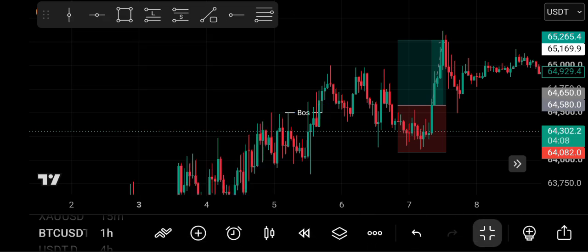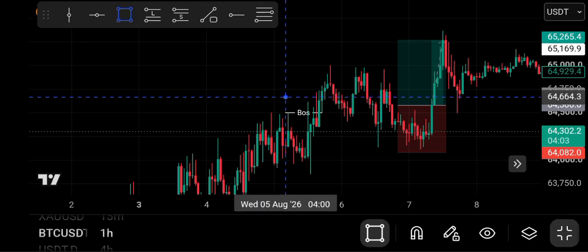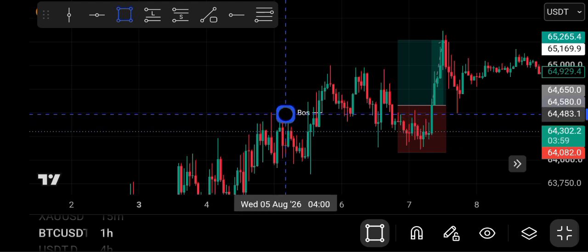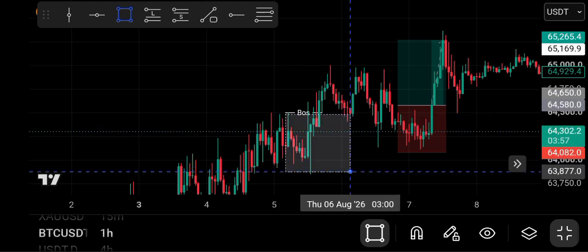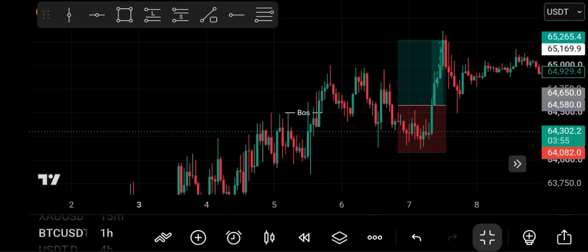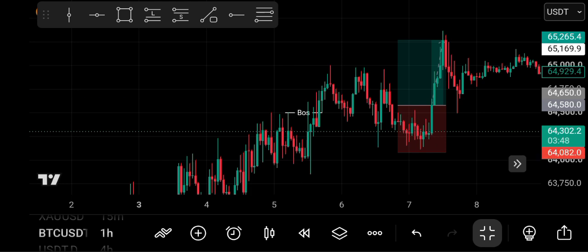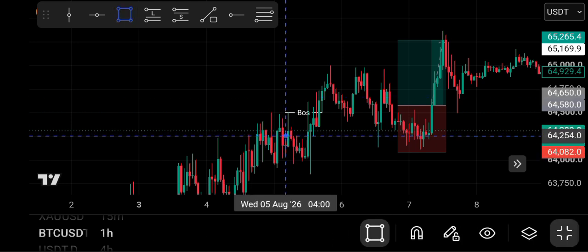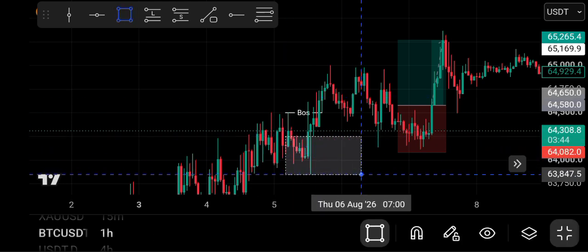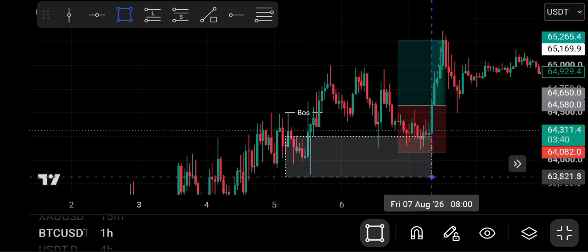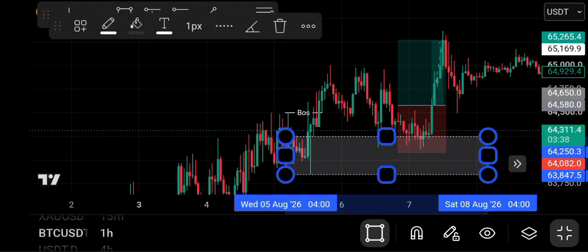Remember what we said in the past, when you draw your break of structure, you find your last bearish candle. In this case, from this entire zone, which area will I say is my last bearish candle? I'll say this lowest red candle is my last bearish candle. So I'll map my zone from here to the last candle wick and extend it. So in this case, here is my demand zone.